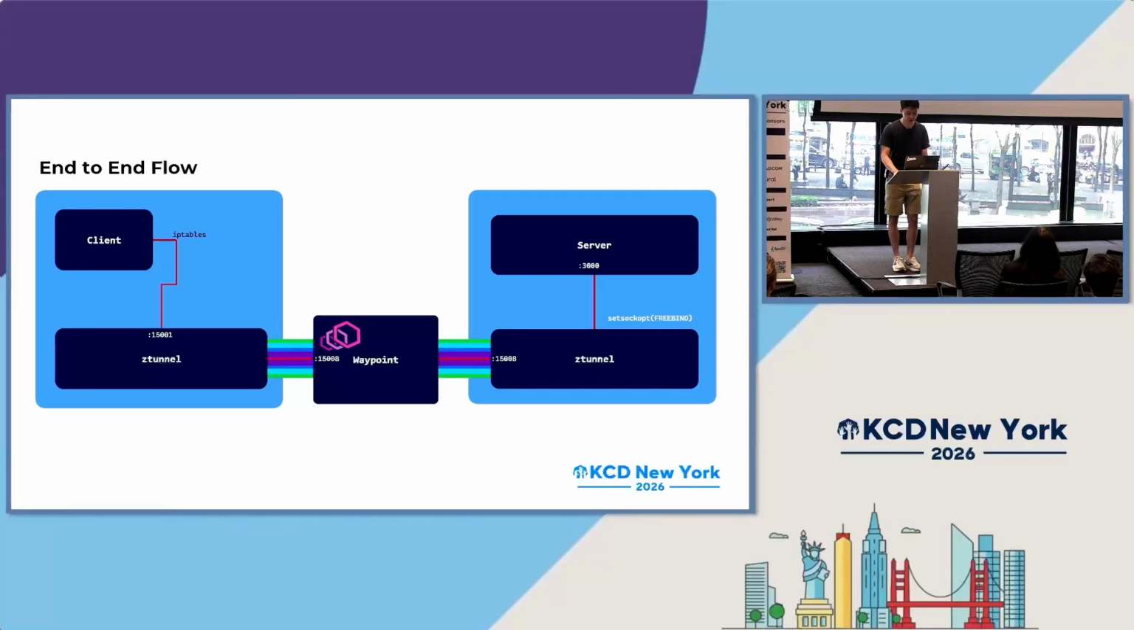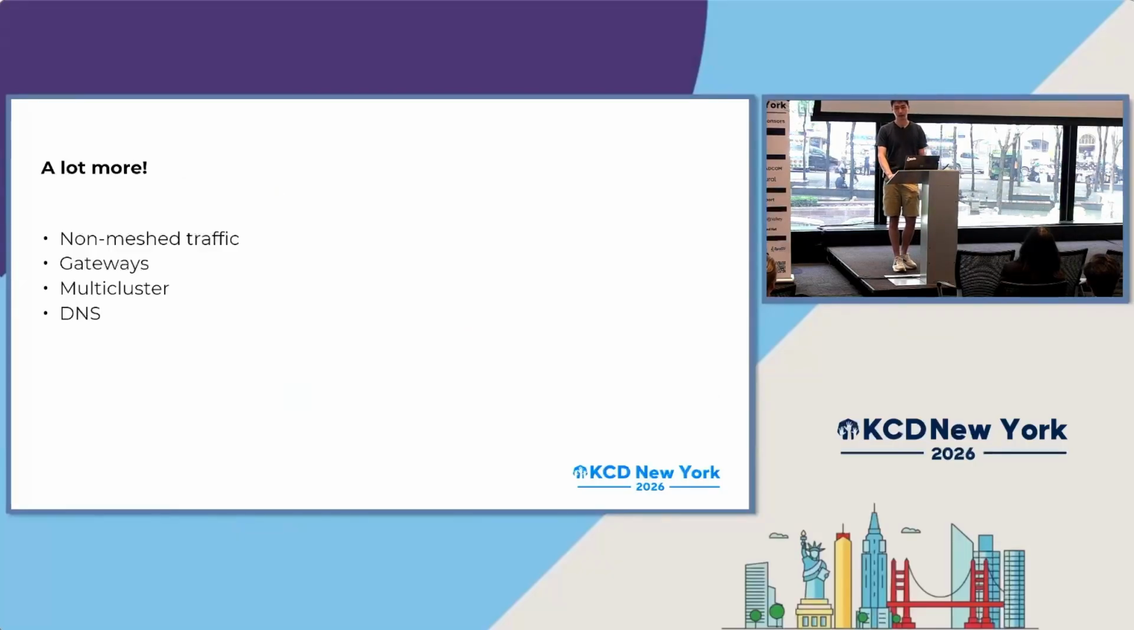That's most of my presentation. There's still a lot more that I didn't cover, but they also work in very similar ways. You have non-mesh traffic, right? Sometimes not all of your destinations or source pods are in the mesh for various reasons. They don't have a ztunnel. In that case, ztunnel will just send plain TCP traffic.